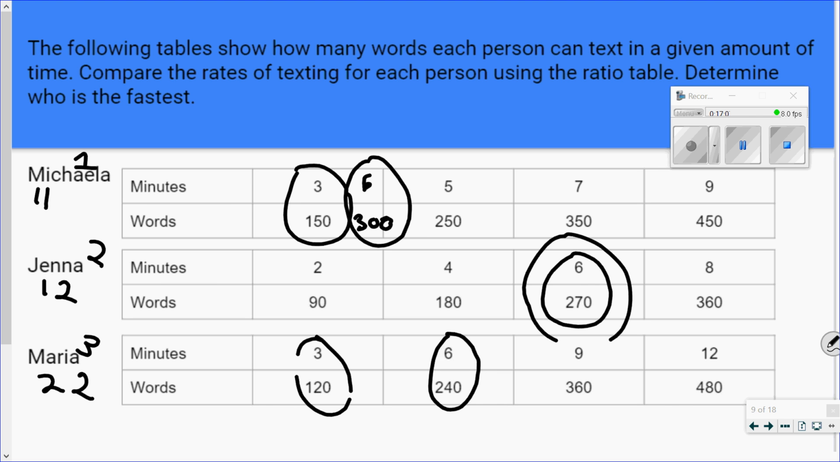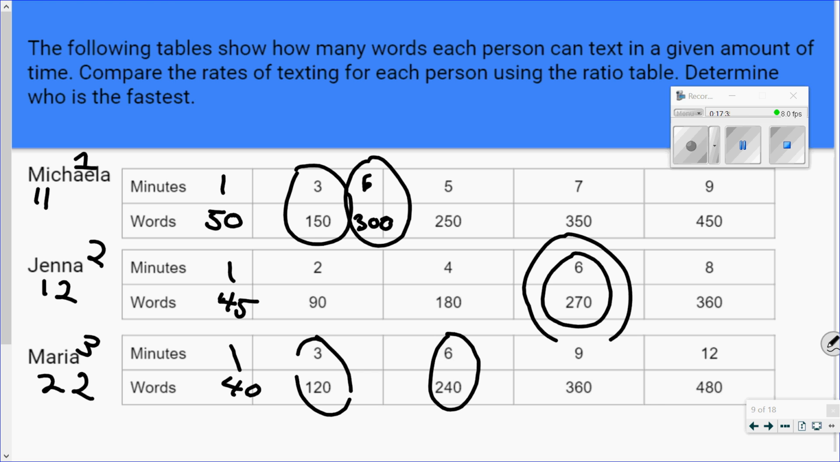Okay, another thing you could do right here. Check this out. We can simplify this, right? Because we divided by 3. You can simplify this one right here. We divided by 2. And you simplify this one. See what we did there?